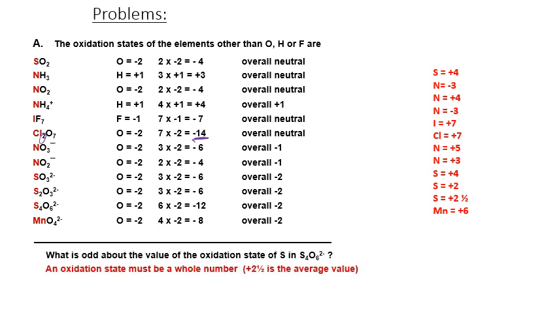For the example of 2.5, it's not a whole number. That's weird, because basically you've got 4 sulfurs. The oxidation state of each individual sulfur must be a whole number, because some are going to have an oxidation state of 3 of those 4, and others are going to have an oxidation state of 2. It's going to be an average value of those 2 oxidation states.